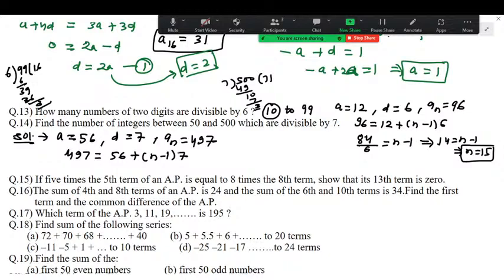Okay. What is your n? Have you solved it? Almost.